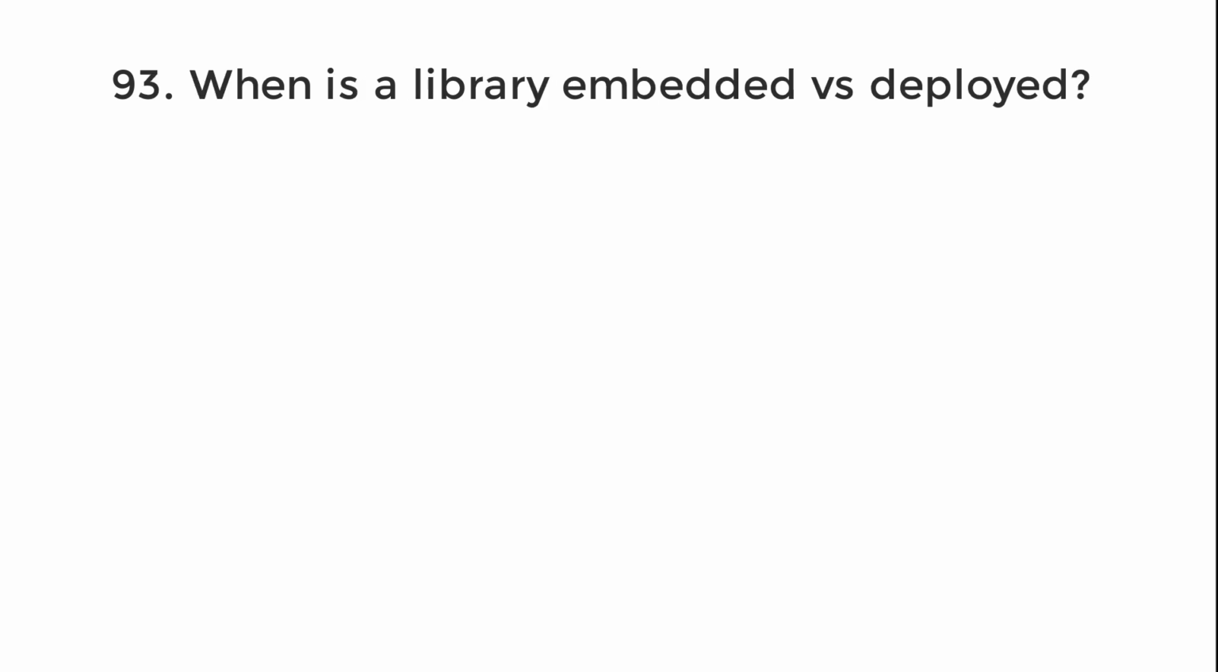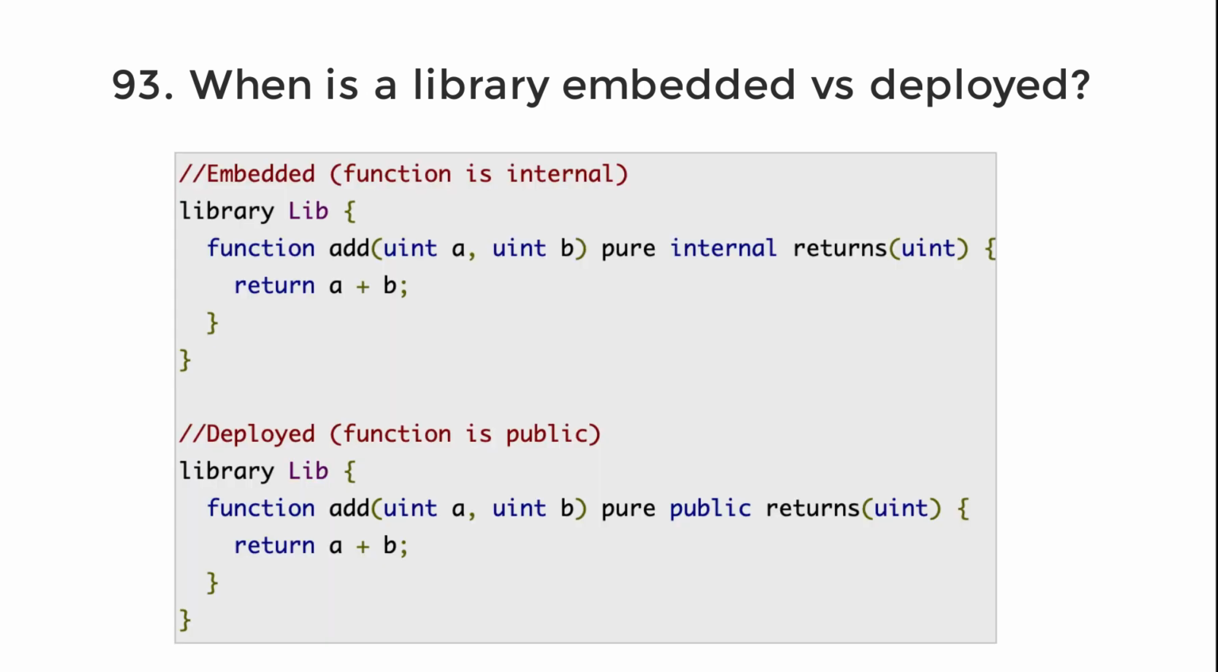When is a library embedded versus deployed? A library will be embedded if it provides internal functions. Internal functions can only be called by the same smart contract. Deployed libraries, on the other hand, have public functions.